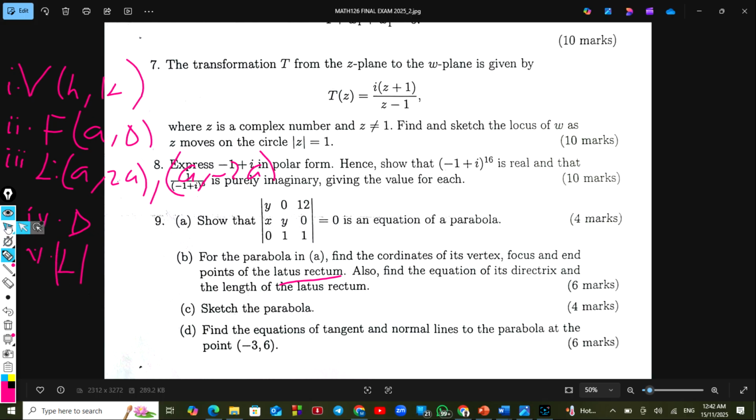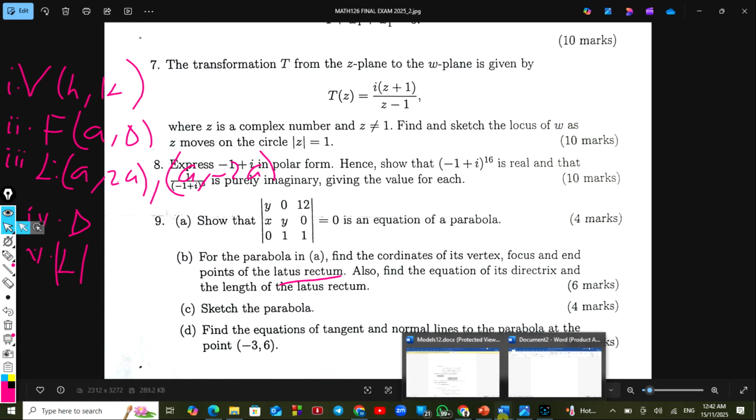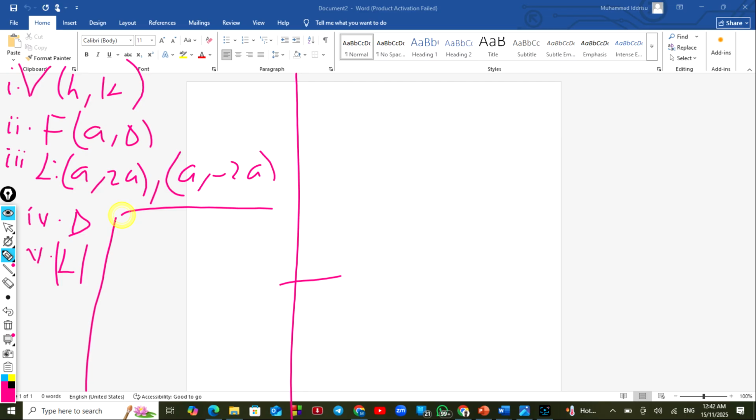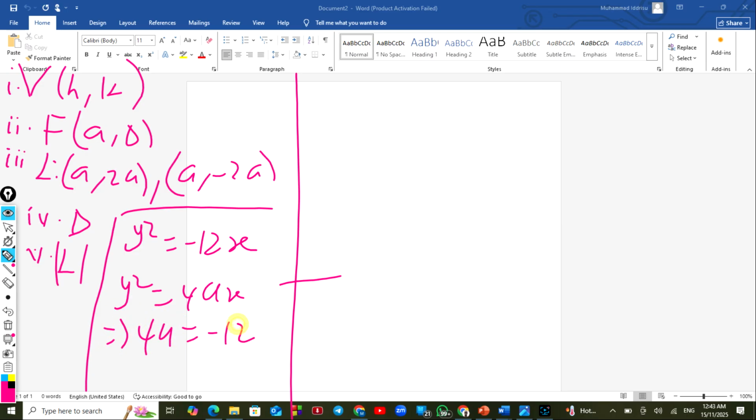Okay, so now let's work on this part. We have our equation y squared is equal to minus 12x. By comparing this equation to the general form, which is y squared is equal to 4ax, we see that 4a is equal to negative 12, so our a is equal to minus 3. So this is our a.